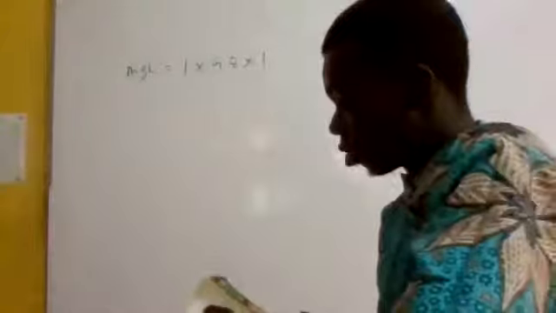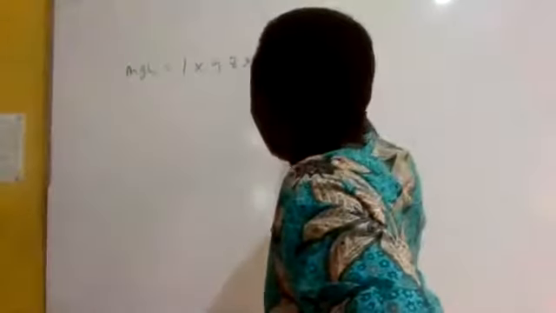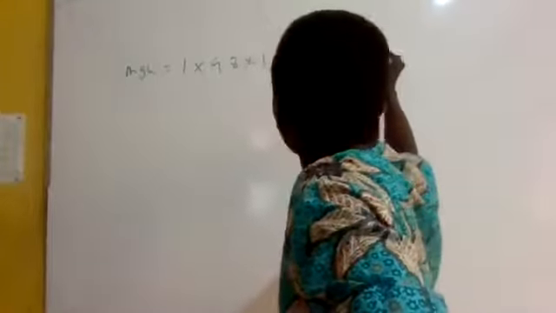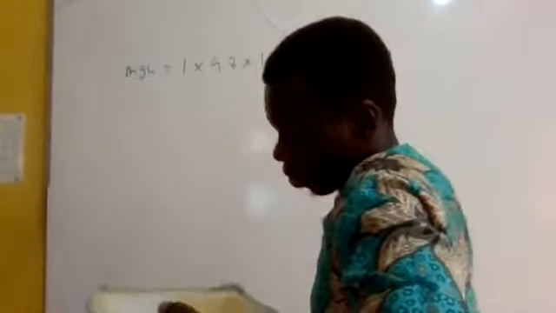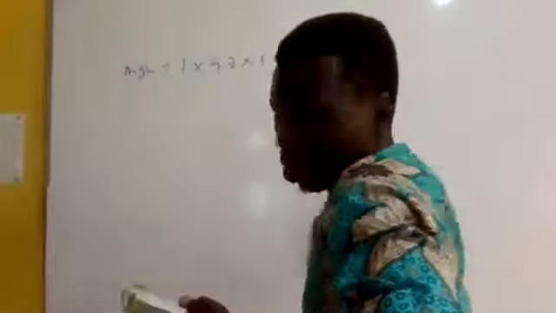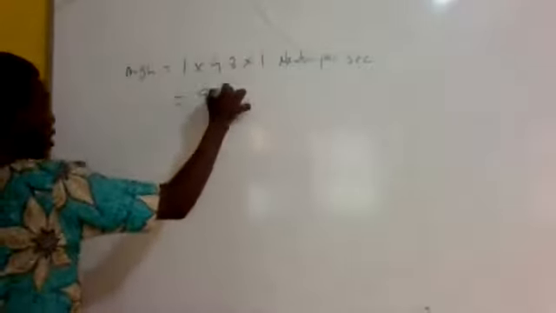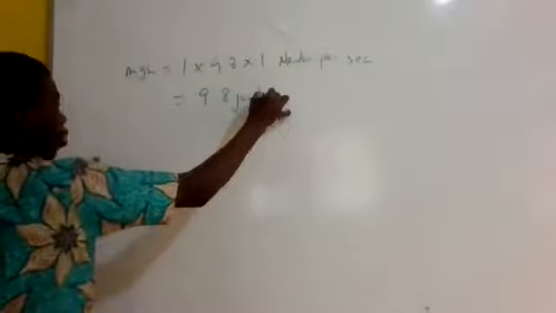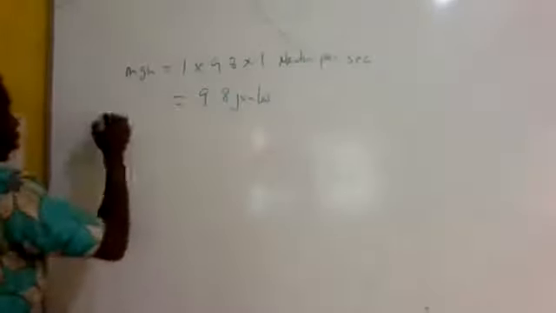So now that is 9.8 multiplied by the height, which is 1 meter. Everything will be in Newton per second, or you just write per sec. So now when you multiply all this together, you get 9.8 joules. So that is the work done.